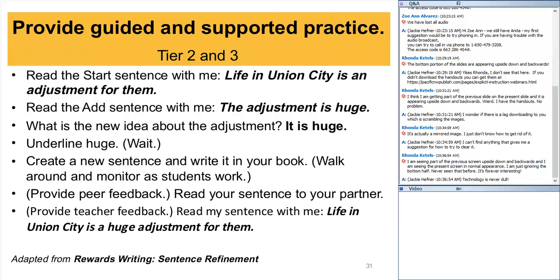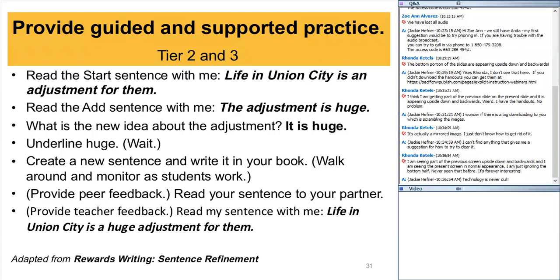So here, I have guided them. I've gotten them to attend to "huge," and they already have practiced combining in the past, so they're going to combine it, but then they're going to get feedback. And, of course, feedback is critical to learning. Much learning occurs when you've taken a risk of doing it, and then you get feedback.